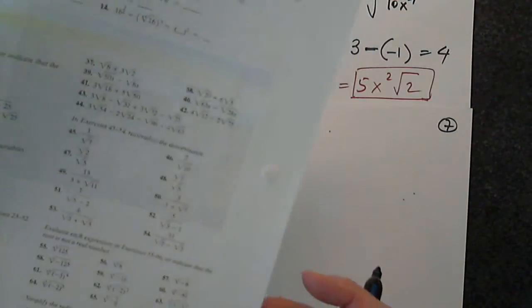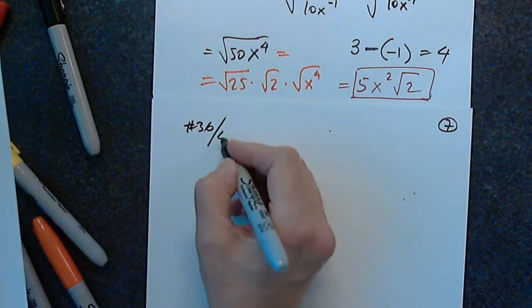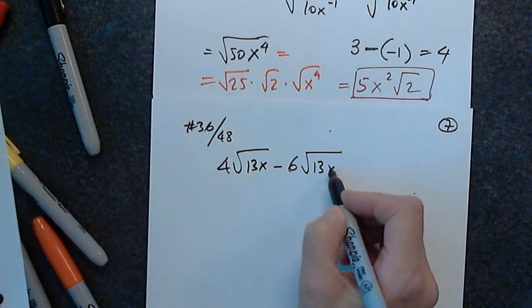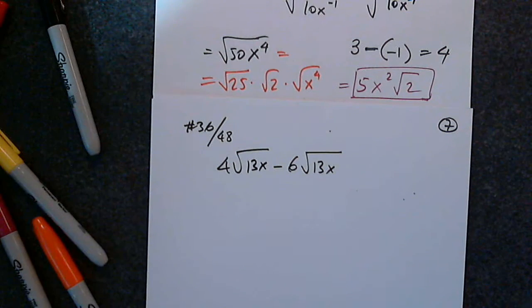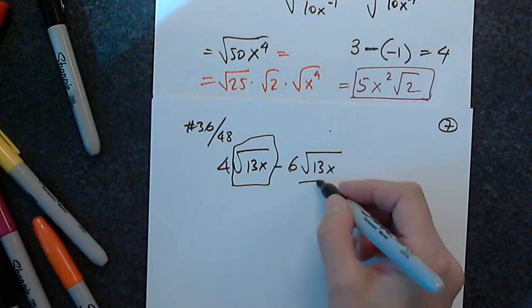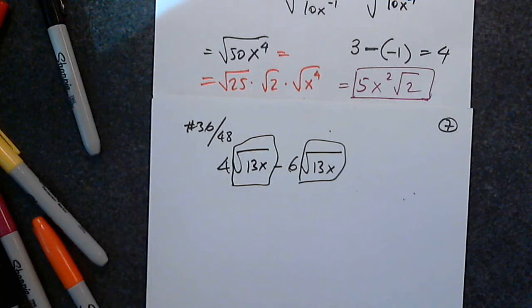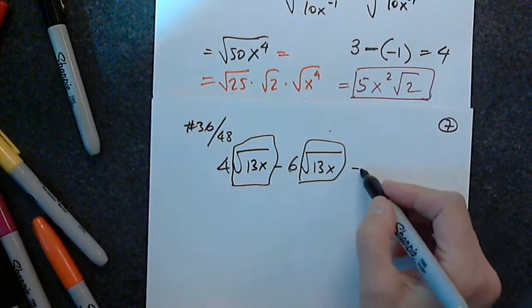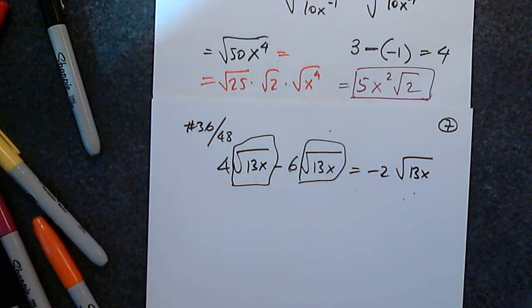Okay, so here's an example, 36 on 48. 4 the square root of 13x minus 6 the square root of 13x. If these are like radicals, then we can combine them. If they are not like radicals, we cannot combine them. So let's see. Is the irrational part the same? Yes, the irrational part is the same. So then you can say 4 apples minus 6 apples. And the answer is negative 2 the square root of 13x.